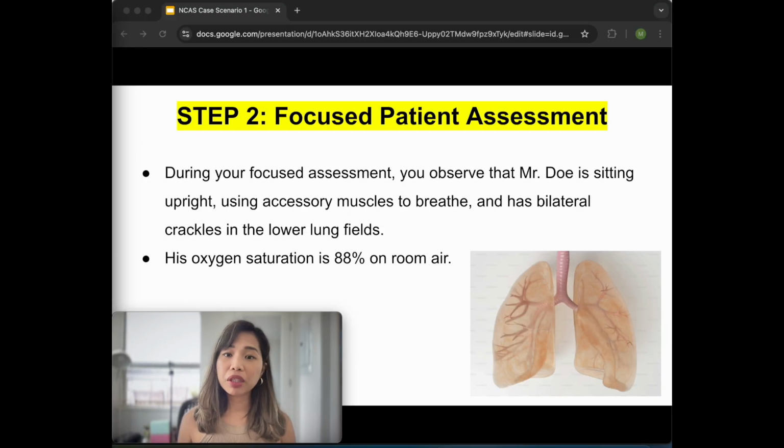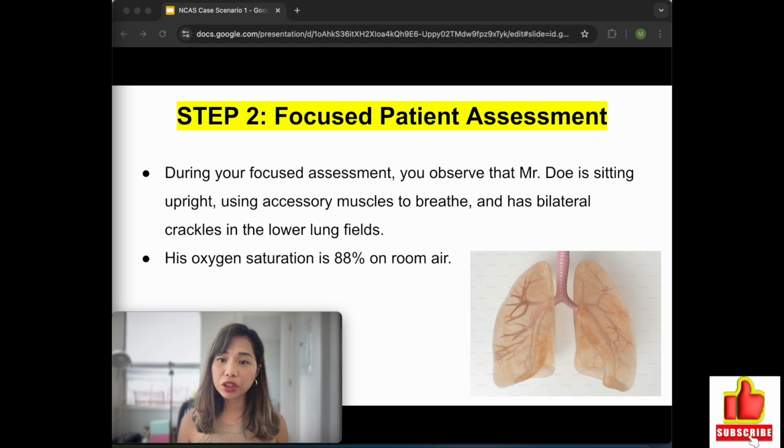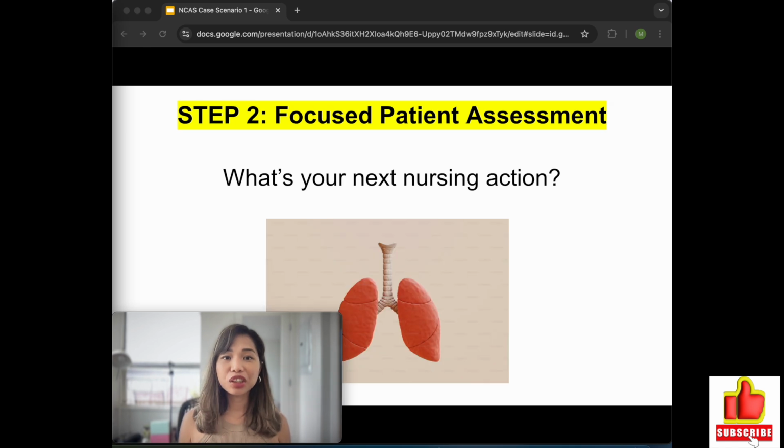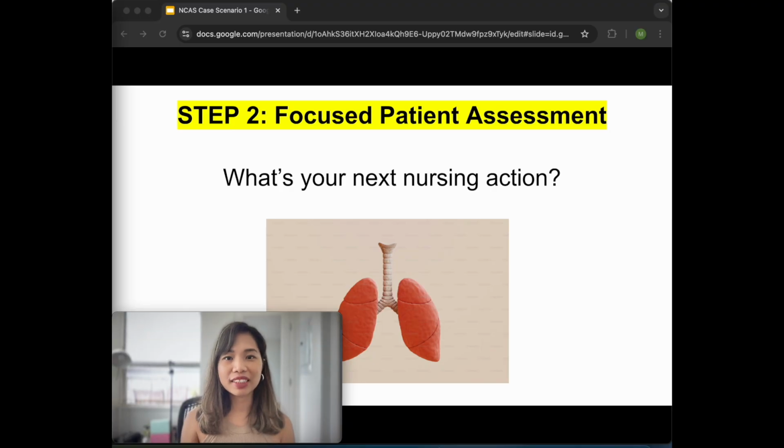So next would be your focused patient assessment. When you're doing your assessment, you are given extra information. So during your focused assessment, you observe that Mr. Doe is sitting upright, using accessory muscles to breathe, and the patient has bilateral crackles in the lower lung field. His oxygen saturation is 88% on room air. Again, you're the primary nurse, so what is your next nursing action? Again, pause this video, write down your answer, and once you do, press play and we'll discuss it together.